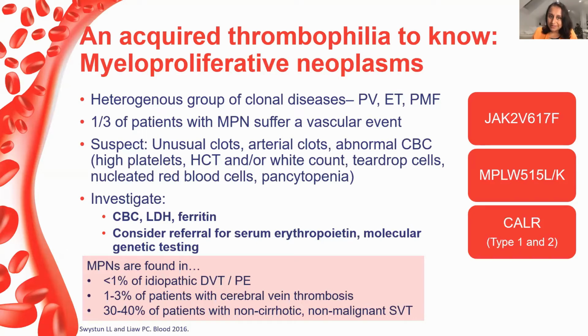Now, MPNs are important because 1/3 of patients with MPNs will actually suffer a vascular event, either arterial or venous. So when you have a new clot and you do a CBC, and that CBC indicates elevations in the hematocrit, the platelet count or the white count, if the blood film looks a little unusual, or if you're dealing with a VTE in a weird site, you should consider MPNs. Now, it is important ultimately to confirm one of these genetic mutations, and that's where referral to a hematologist can really be helpful. But as a first step, a CBC, an LDH, and a ferritin is a good place to start. Next slide, please.